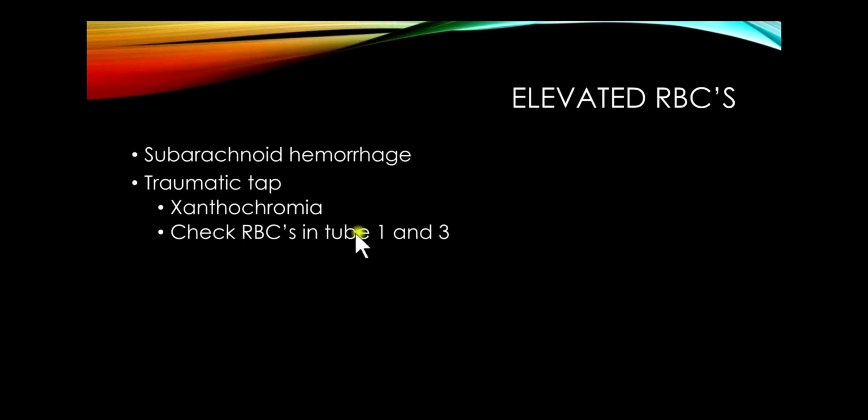Okay, so again, check for xanthochromia. The other thing we'll do is when we do a lumbar puncture, we usually fill up at least 3 tubes with cerebral spinal fluid. And so if you did a traumatic tap, you're going to tend to find a lot of red blood cells in the first tube, but by the time you get to the third tube, there aren't very many more red blood cells. That's another way you can distinguish traumatic tap from subarachnoid hemorrhage.